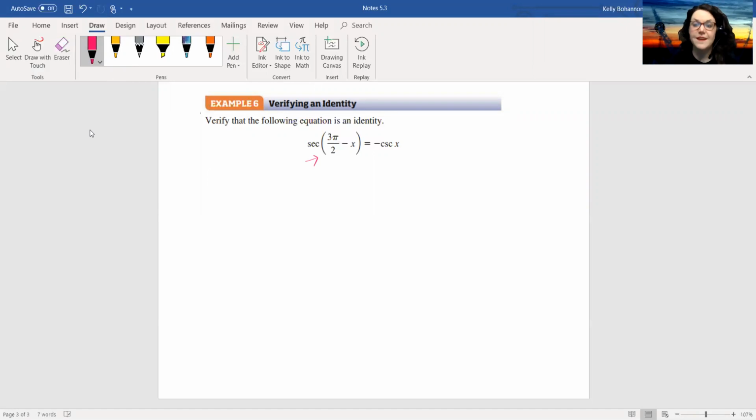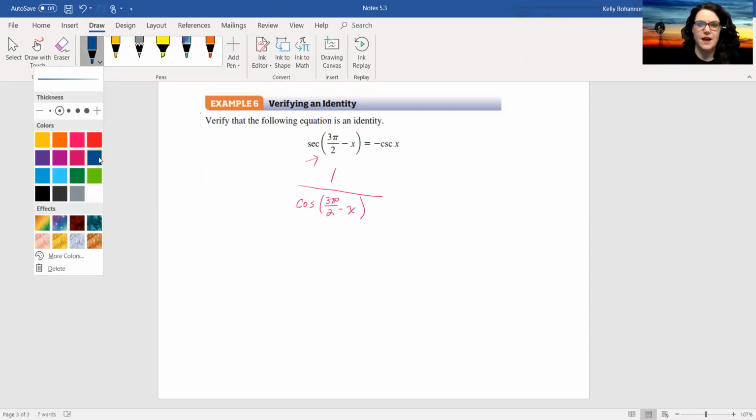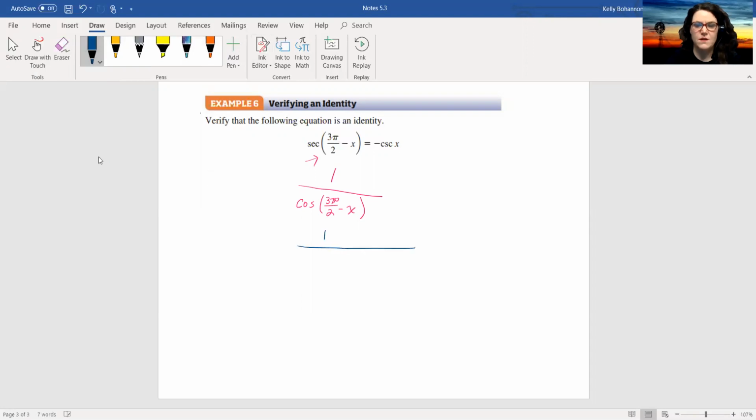So the first thing is that secant, I'm going to use the reciprocal identity. Secant is the same thing as 1 over cosine. So I'm going to write this as 1 over cosine 3 pi over 2 minus x. And now I'm going to use my cosine difference identity and rewrite that as 1 over cosine 3 pi over 2 cosine x plus sine 3 pi over 2 sine x.